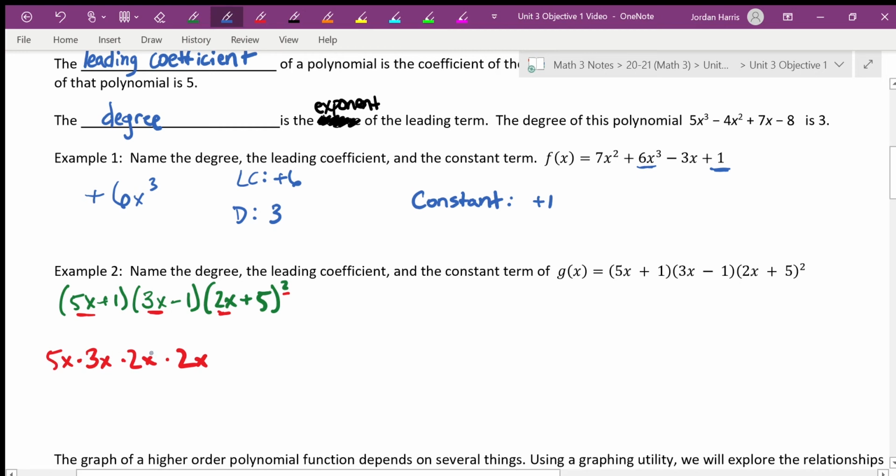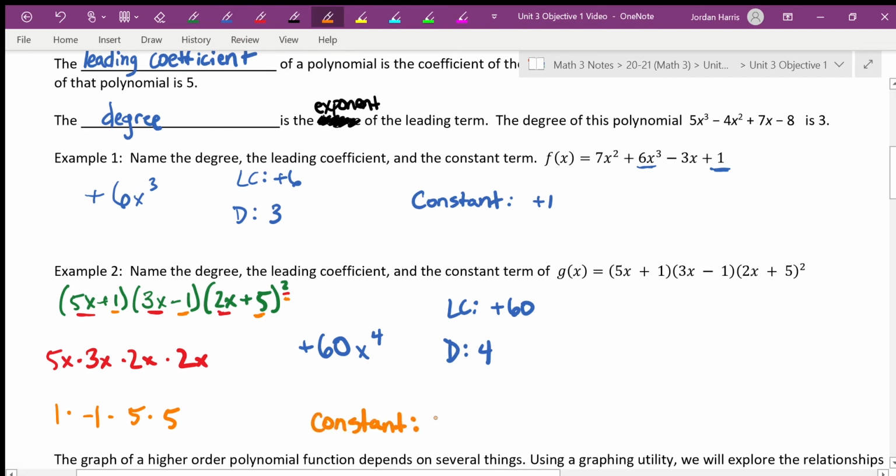So that's 15, 30, 60, positive 60x to the 4th. So my leading coefficient is positive 60. My degree is 4. And the constant term, we do the same thing, but we do the ones without anything. Once again, it's squared, so I had to do that last one twice. So it's 1, negative 1, 5, 5. So the constant term would be negative 25. There we go.